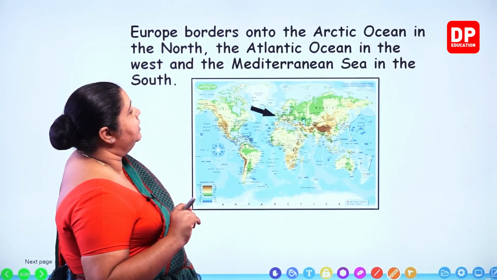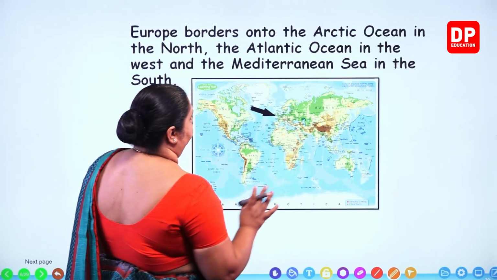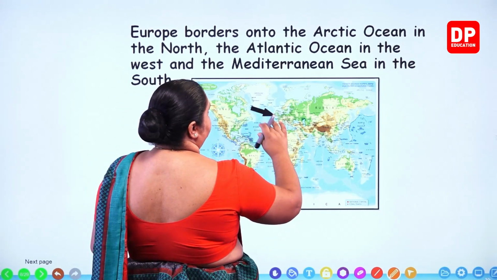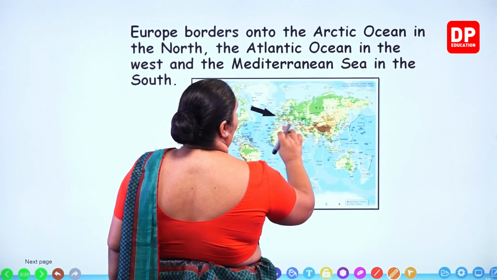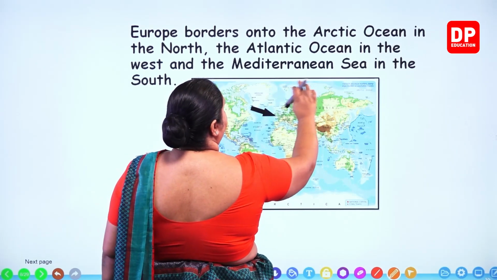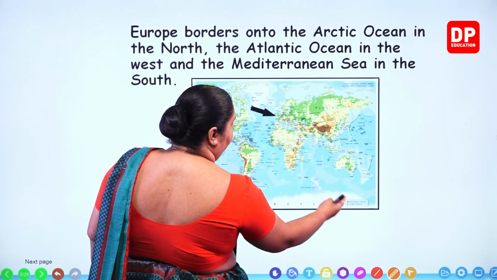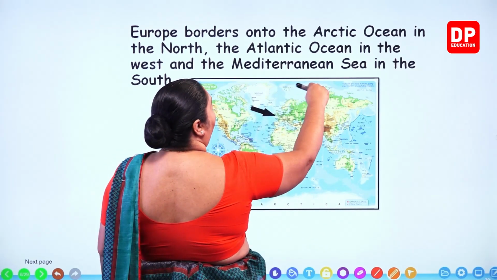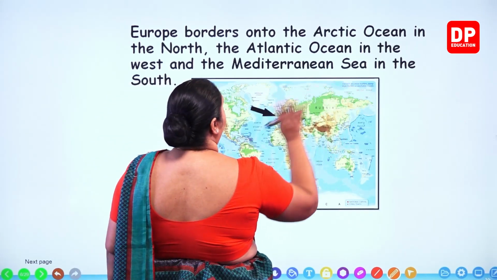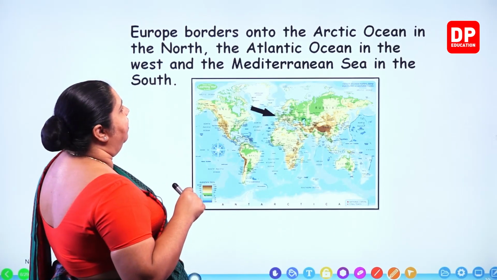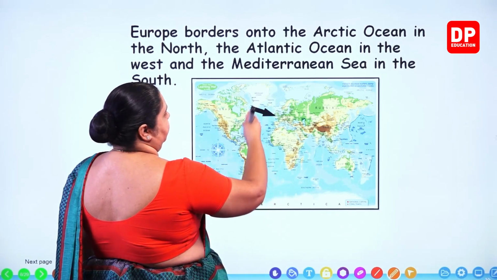Europe borders onto the Arctic Ocean. Then කොහෙද පුතේ Arctic සාගරය කොහෙද තියෙන්නේ? This is where we have the European continent. මේ තියෙන්නේ Arctic සාගරය. මේ ඉහළින් තියෙන්නේ Arctic. Now like Antarctica at the bottom, we have the Arctic on top. So this is the Arctic Ocean. Arctic සාගරය උඩින් තියෙනවා. Then we have the Atlantic Ocean. Atlantic Ocean on the west.